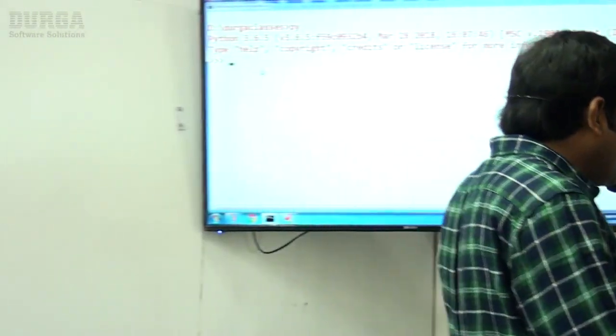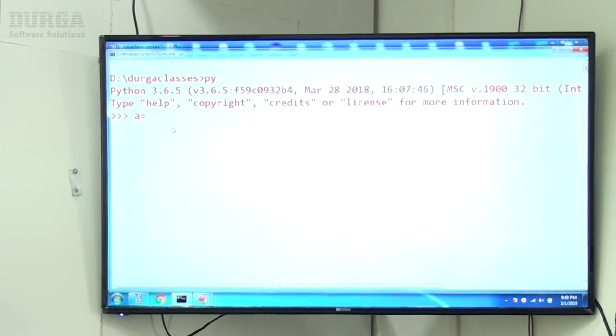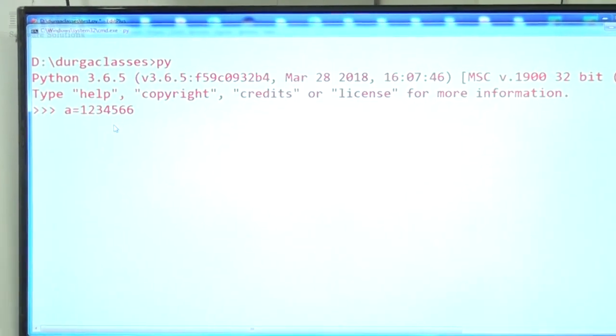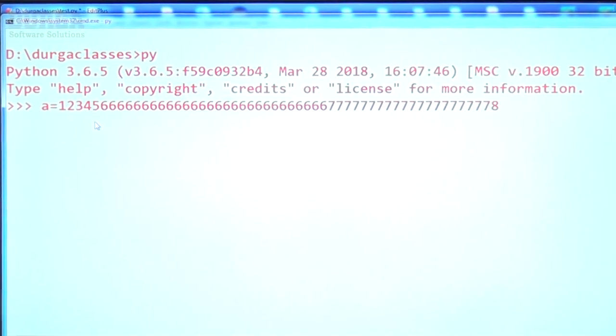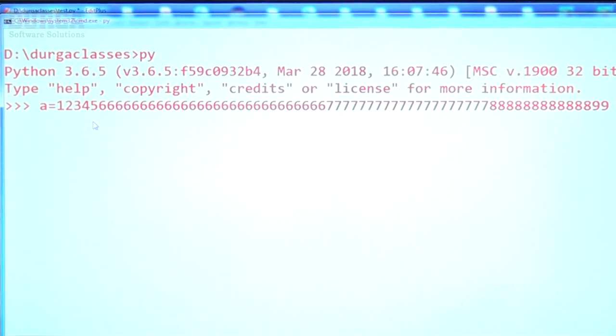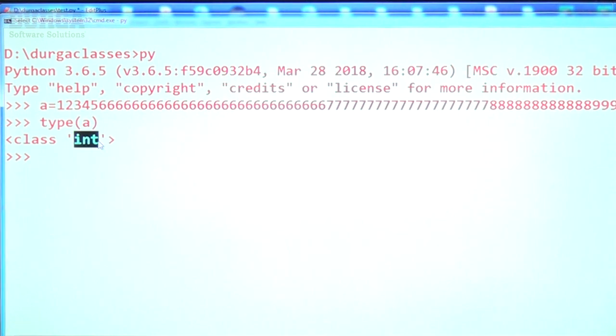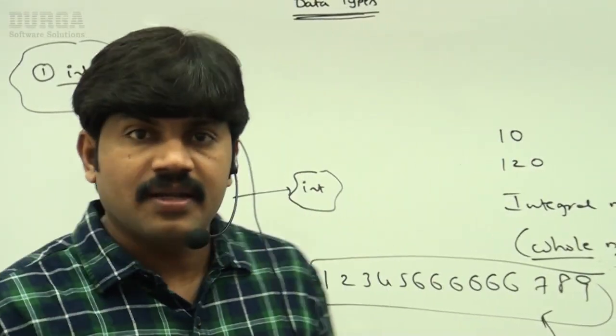Suppose I am taking a is equal to 1, 2, 3, 4, 5, 6 and so on up to 9. Wow, how big it is. So it is a long value. Now, what is the type of a? Because I'm using Python 3.x, the type of a is int type. There is no long data type in Python 3. It is applicable only in Python 2. So maybe a chance to ask long versus int like this.